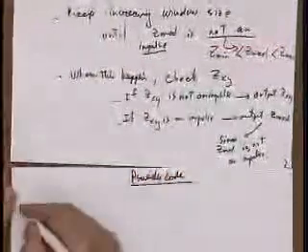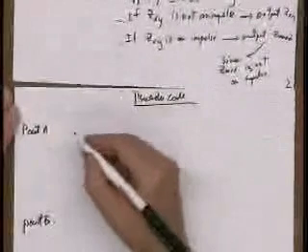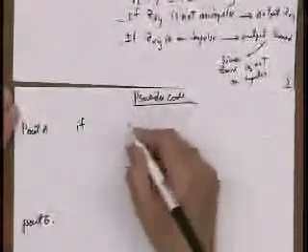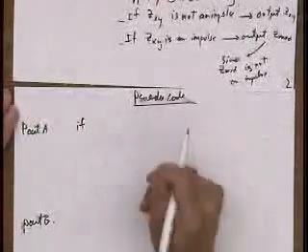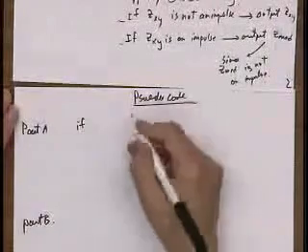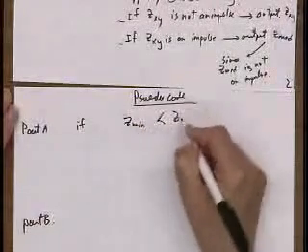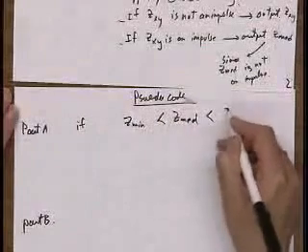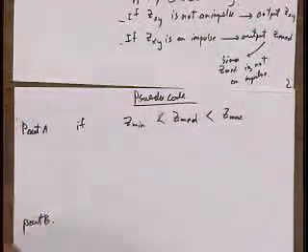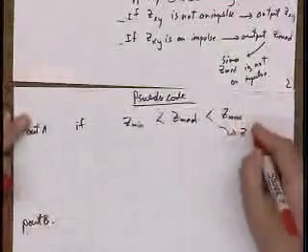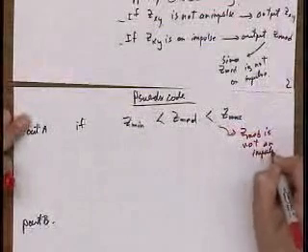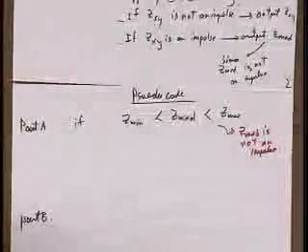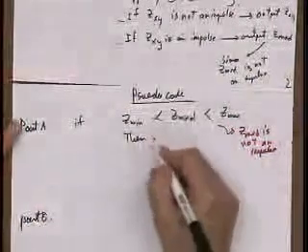It goes like this. There's part A, and there's part B. Part A does the following. It says, if Z-min is smaller than Z-med is smaller than Z-max, which is the same thing as saying, in English, that Z-med is not an impulse, the median value over the region is not an impulse, then go to part B.